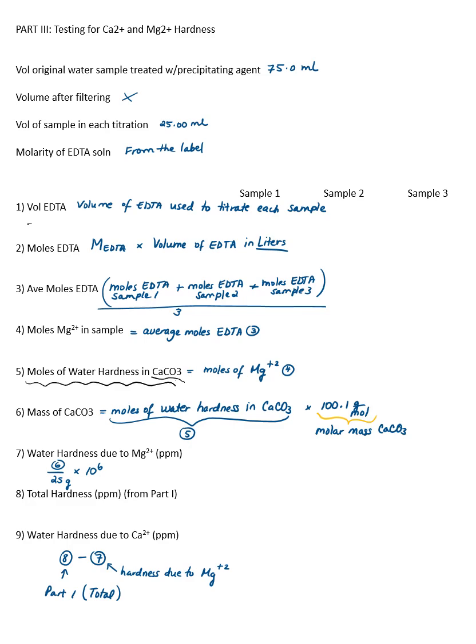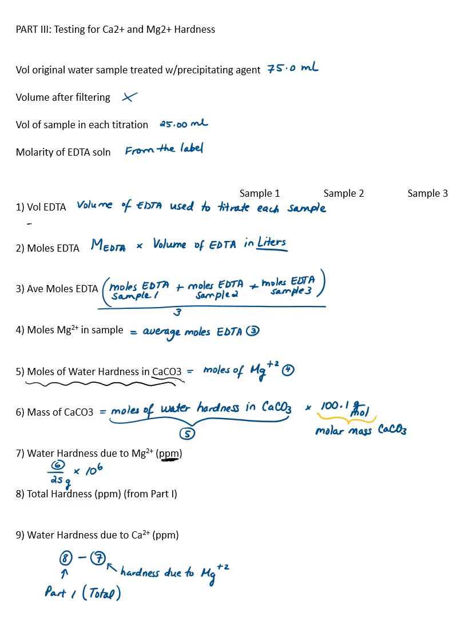Now, the water hardness due to magnesium, it will be the mass that you're calculating in 6 divided by 25 grams, which is the mass of the solution, times 10 to the 6, which is a million. That's why it's parts per million.